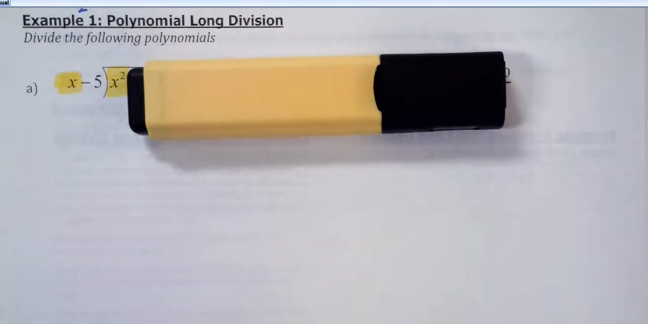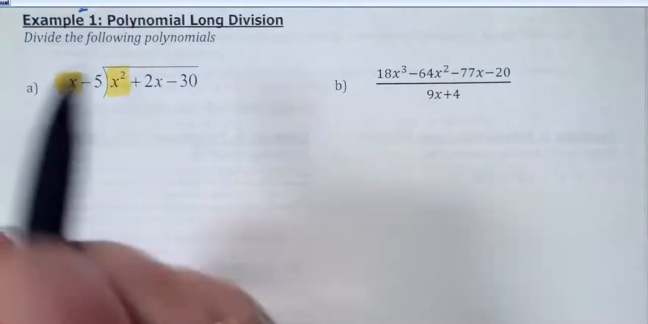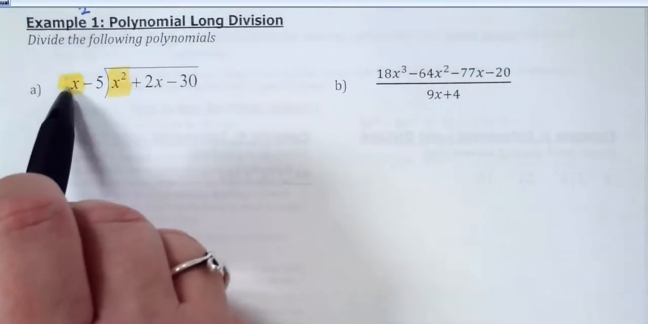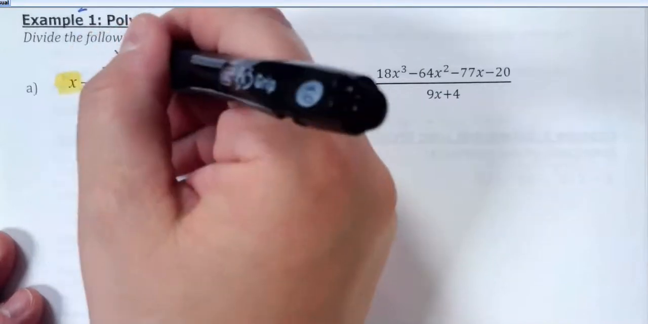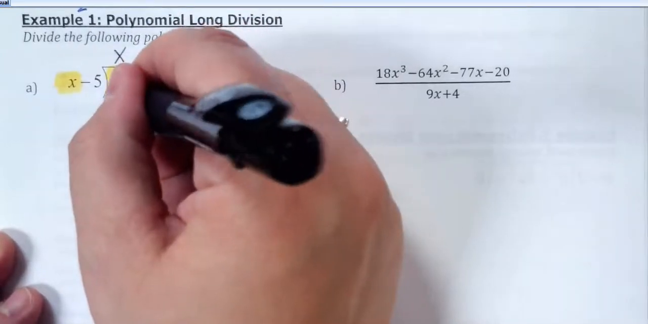Okay, so you're just asking, what do I multiply this by to get this? And so it would just be x. Okay, now this works like regular long division. You're going to take this and multiply it by both of these outside. So x times x is x squared. x times negative 5 is negative 5x.